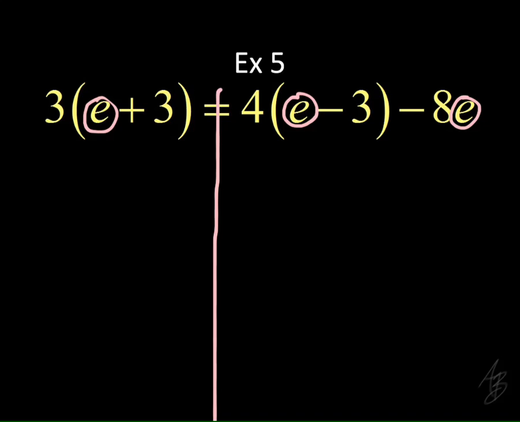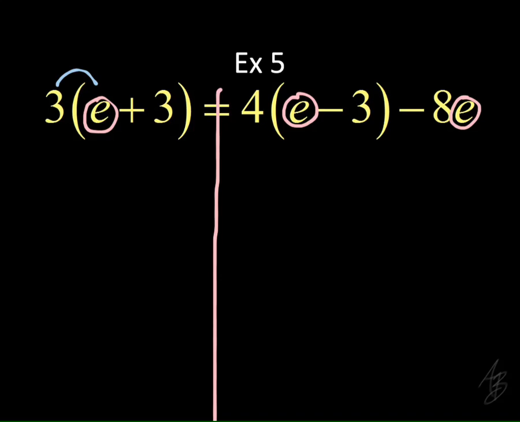All right, so in example 5 here, I've circled the variables, I drew the line. The next thing I need to do is what? What do I do next? Distribute. Same thing we've done every time, right? There's two different places I can distribute. I can distribute the 3 here, and I can distribute the 4 here. So let's start with the 3.